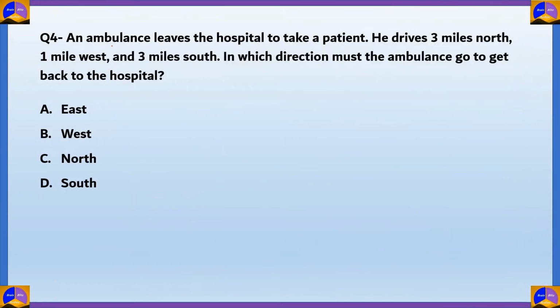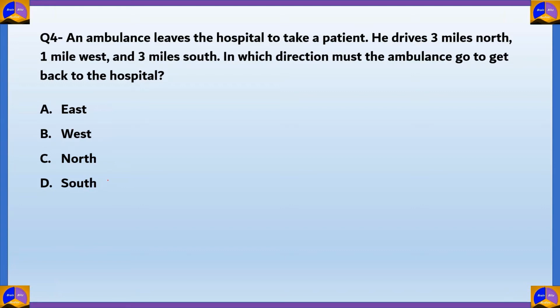Question number 4. An ambulance leaves the hospital to take a patient. He drives 3 miles north, 1 mile west, and 3 miles south. In which direction must the ambulance go to get back to the hospital? Option A, east. Option B, west. Option C, north. Option D, south.